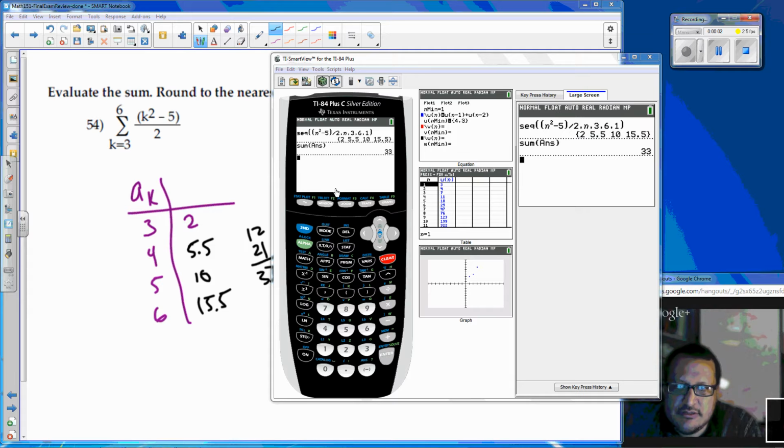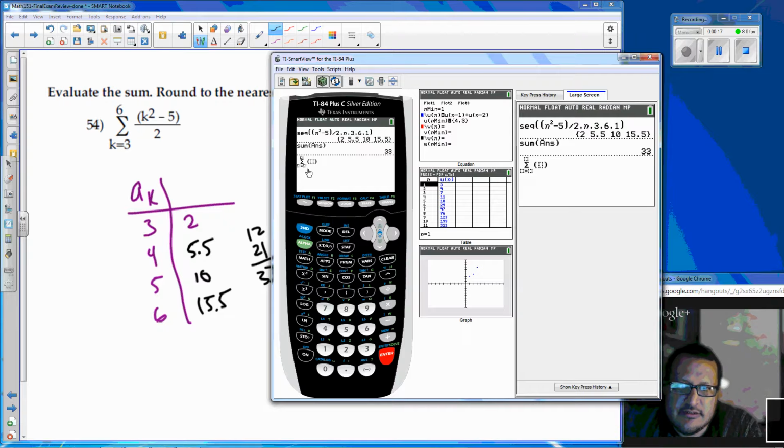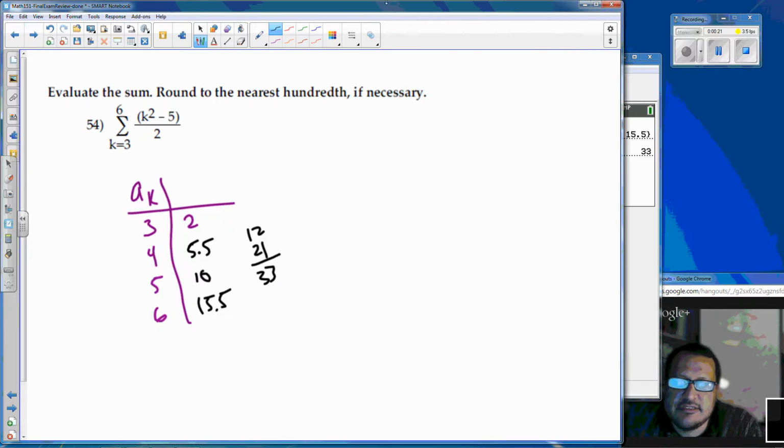Now another way to do this problem on more modern calculators is if you press math, you can actually just scroll down to summation, and you can plug in everything right there. So that's another option available.